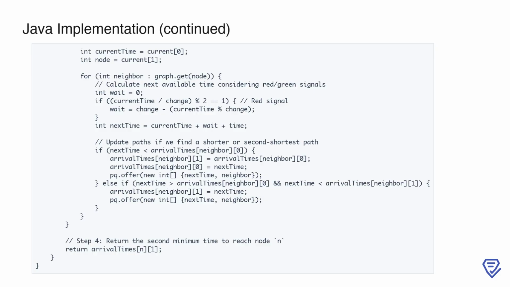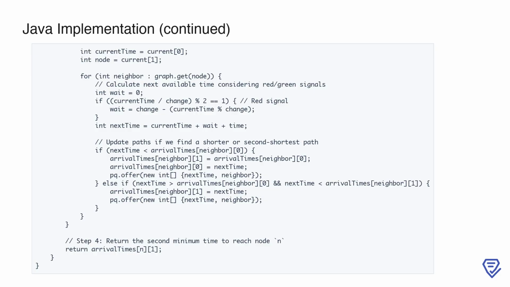If this time is shorter than the current shortest time for the neighbor, we update both the shortest and the second shortest times accordingly and add this path to the priority queue. If the time is not the shortest but is shorter than the second shortest, we update only the second shortest time and add this path to the queue as well.